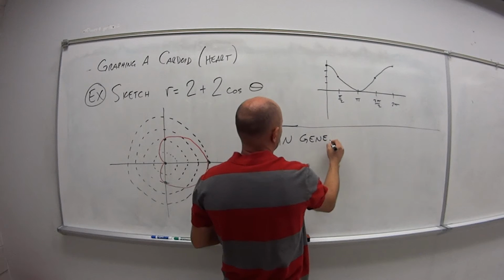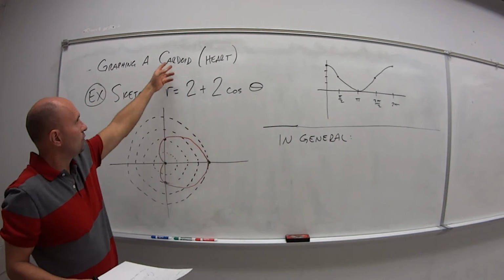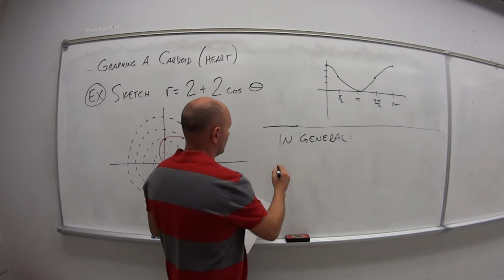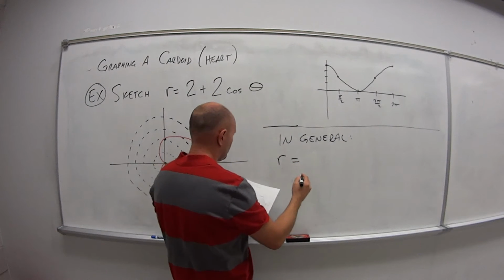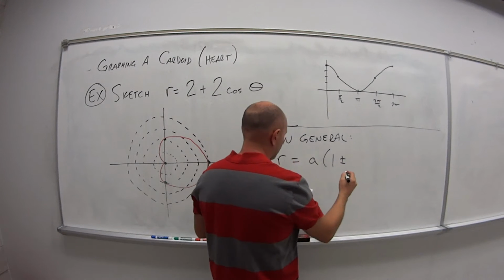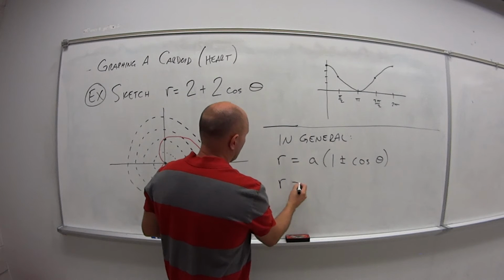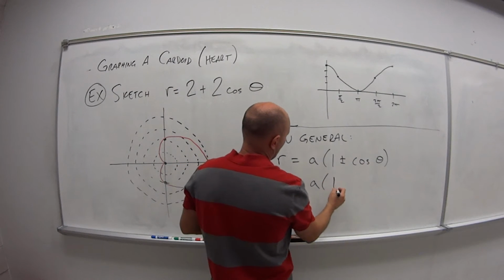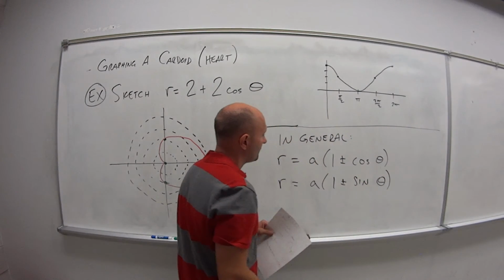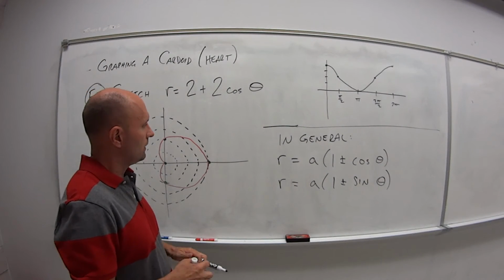So just like we had the general equation for the circles in video 1, we have the general equation for the cardioids here in video 2. And we have the following. r is equal to a times 1 plus or minus cosine of theta. r is equal to a times 1 plus or minus sine of theta. And that's what we have here.